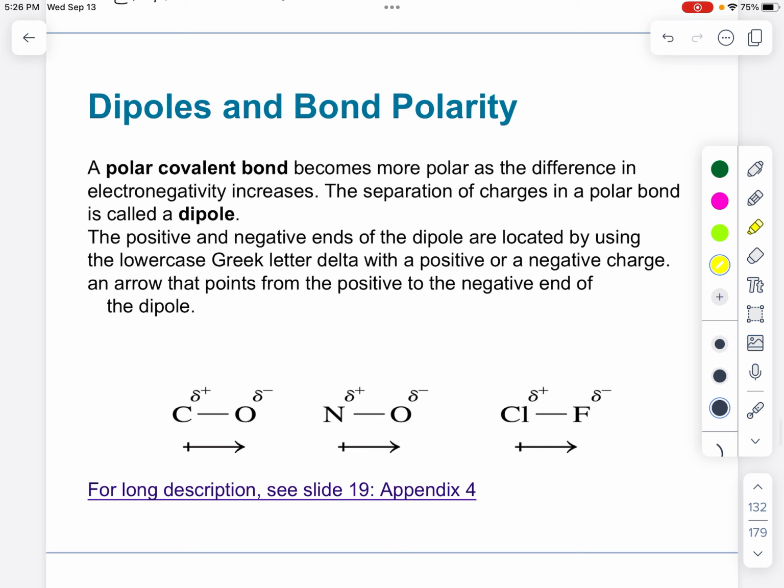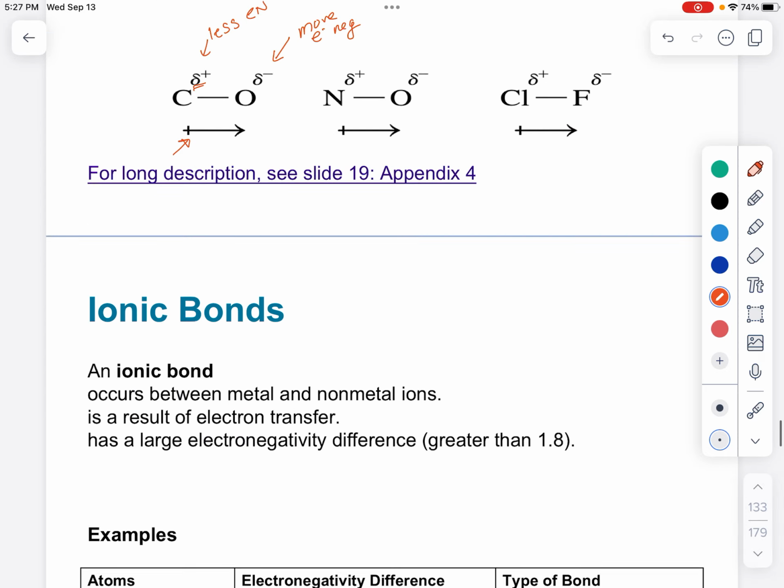Okay, so here are the dipoles. So the more electronegative element gets the partial negative. The least electronegative element gets the partial positive. And so these are examples of polar covalent bonds and their dipoles. And the way I remember how to draw the arrow is that little plus sign at the end of the arrow goes with the plus sign for the partial positive charge.